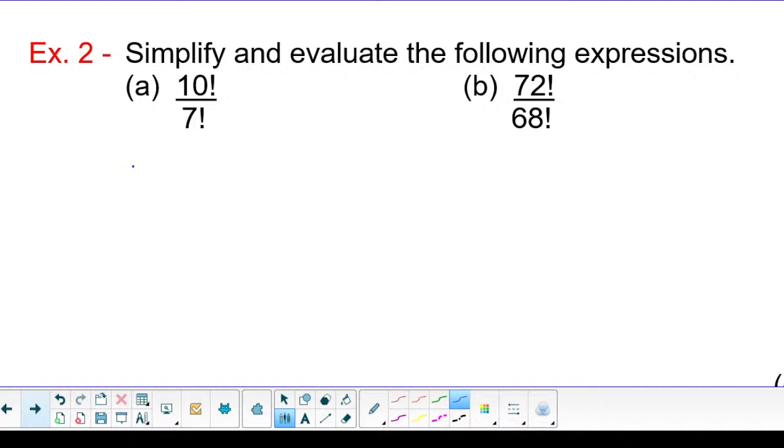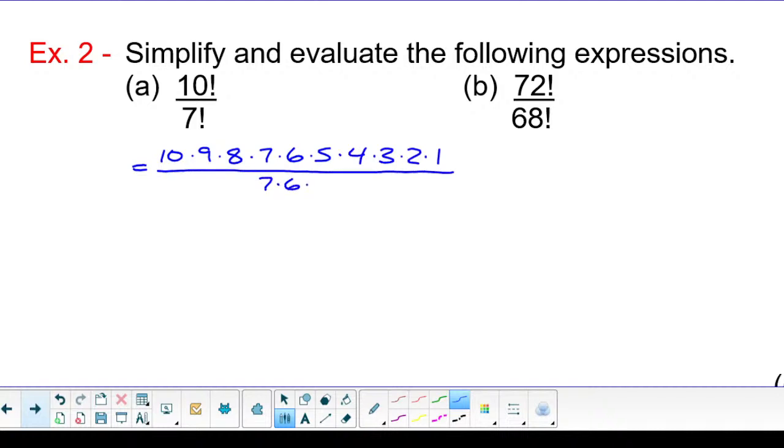Well, let's look at 10 factorial over 7 factorial. Well, that's 10 times 9 times 8 times 7 times 6 times 5 times 4 times 3 times 2 times 1. And 7 factorial is 7 times 6 times 5 times 4 times 3 times 2 times 1. Right? So right now I can cancel all of these. And I'm just left with 10 times 9 times 8.